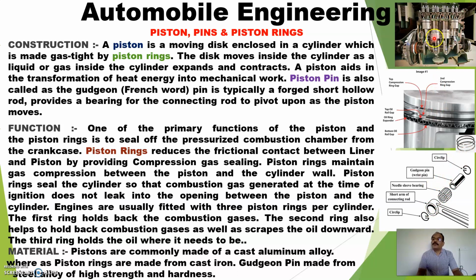As we know, the piston is reciprocating, but your crank is rotating. So it is having two motions. One is upward, downward, and a pendulum type motion is also there. So here you will find that the needle sleeve bearings are fitted in between the connecting rod and this gudgeon pin. The gudgeon pin is generally a hollow type pin, and the circlips are there to lock this. So the piston is locked with the help of this gudgeon pin.